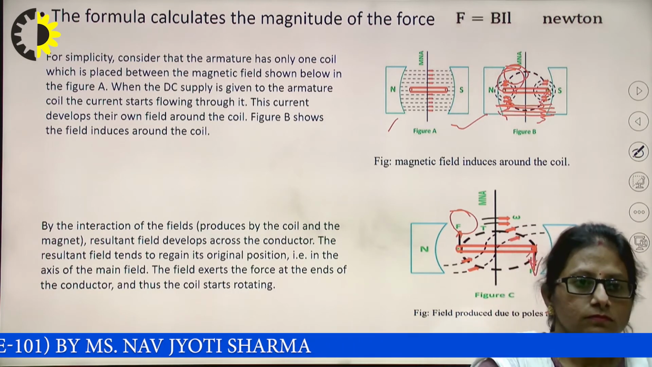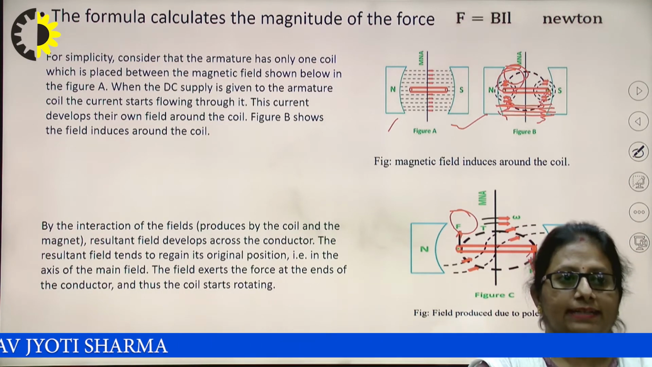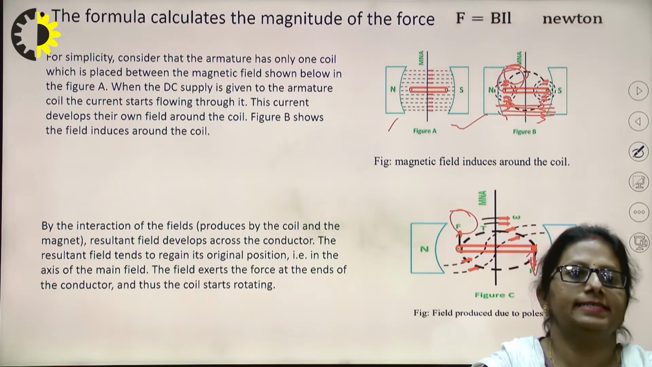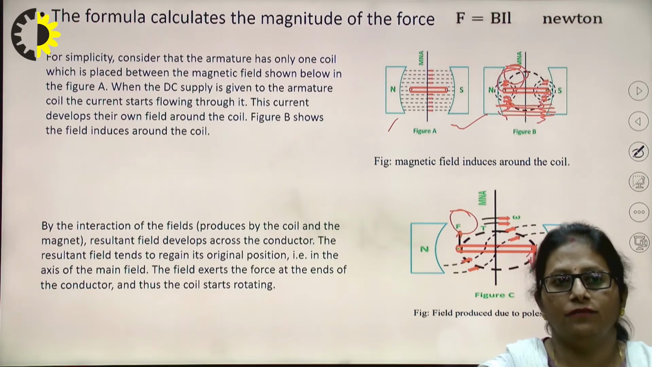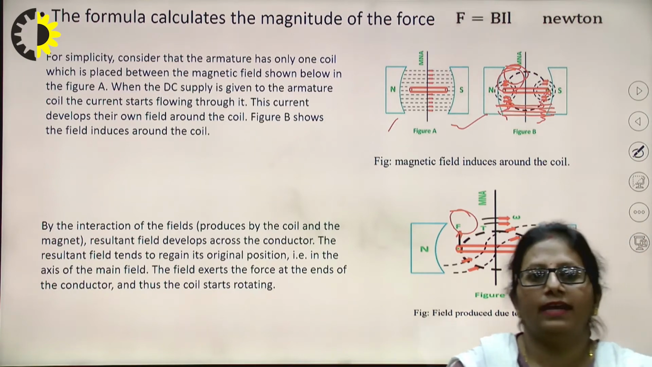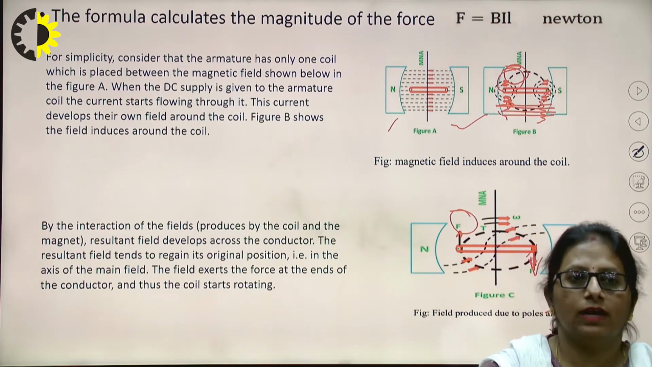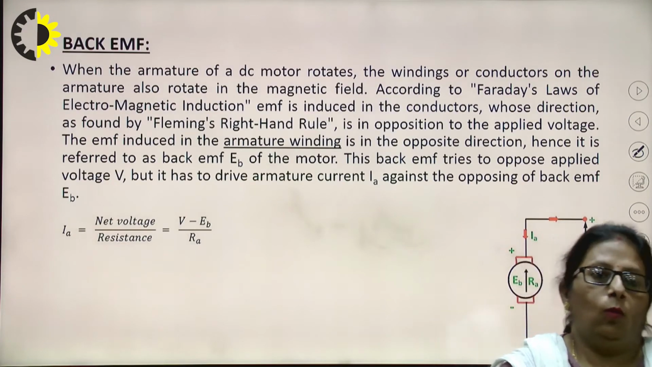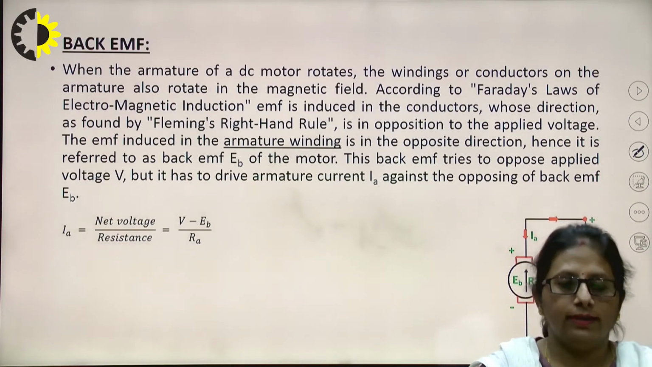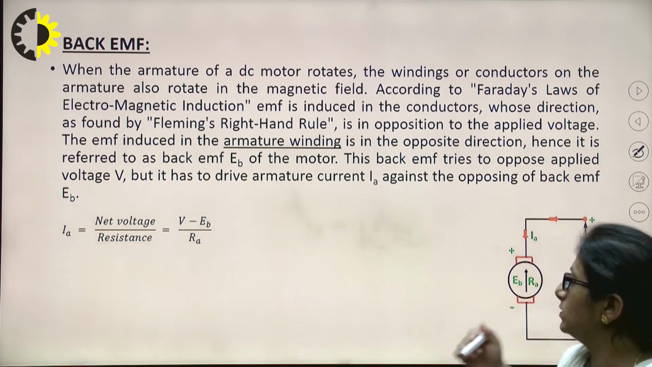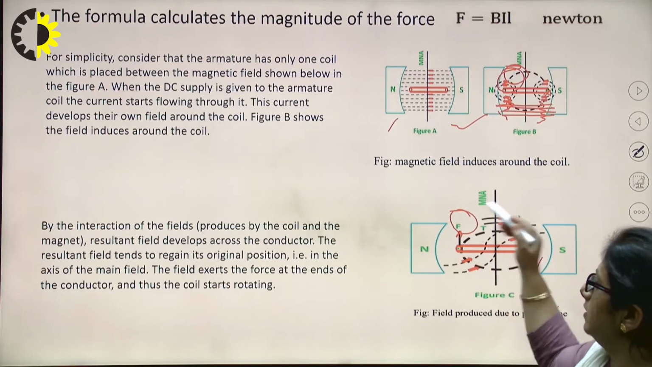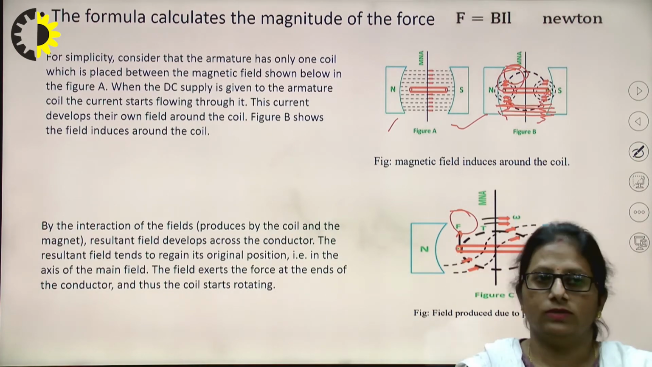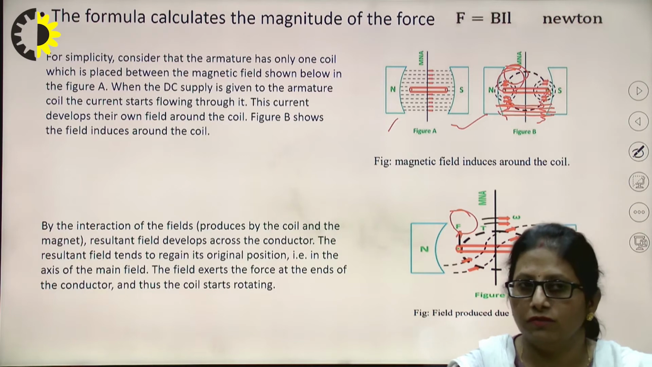So I must say that the resultant field tends to regain its original position, that is in the axis of the main field, and the field exerts the force at the ends of the conductor, and thus the coil starts rotating, right? While doing this, we have the motoring action. When the force is exerted on the conductor, the conductor, or the coil, will start to rotate, so that the motoring action is achieved.